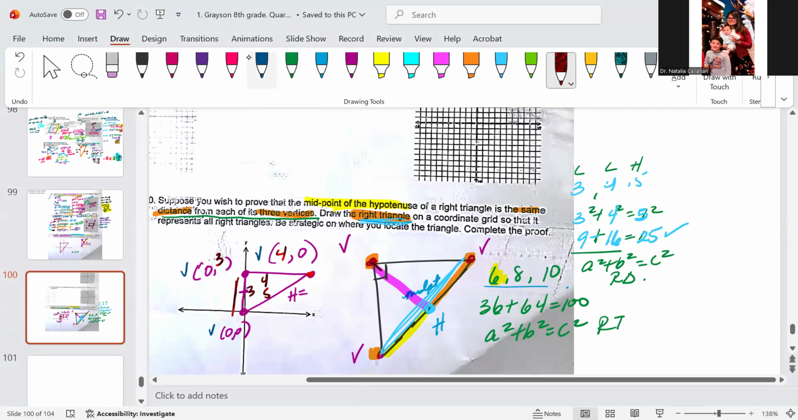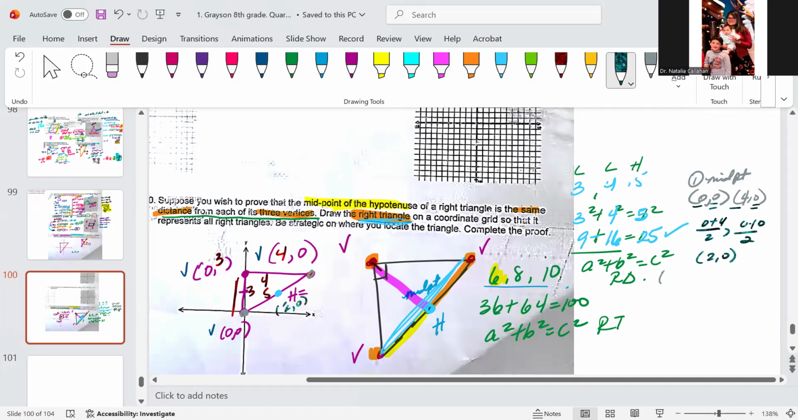Okay, so then let's try to prove this. It's saying that the midpoint of the hypotenuse, which is going to be this point right here, is going to be the same distance. So let's find the midpoint. Step 1, find the midpoint of the two points. The first is 0, 0 and the second is 4, 0, right? To find the midpoint, I would just do 0 plus 4 divided by 2. 0 plus 0 divided by 2, which gives 2, 0, right?